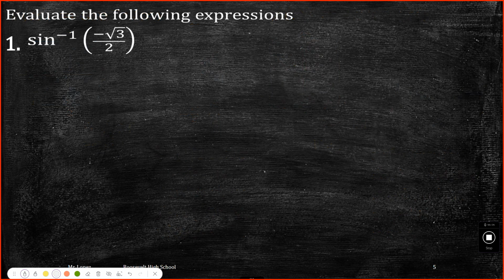All right, here we go. Evaluate the following expressions. The first one is sine inverse of that. What you need to understand here is that they're giving you the ratios of the sides of a triangle, and now they're asking you what is the angle that gives you that ratio. So you're looking for an angle.